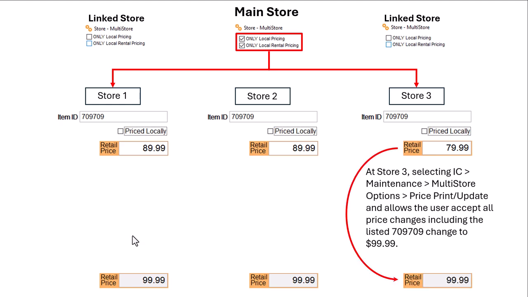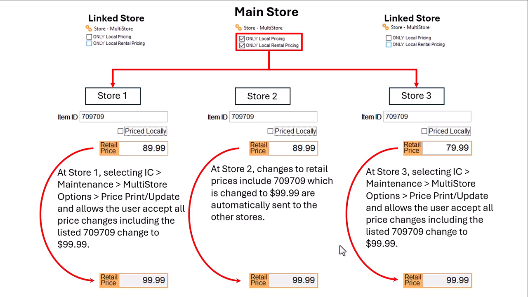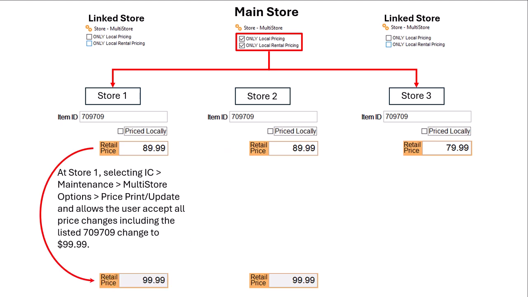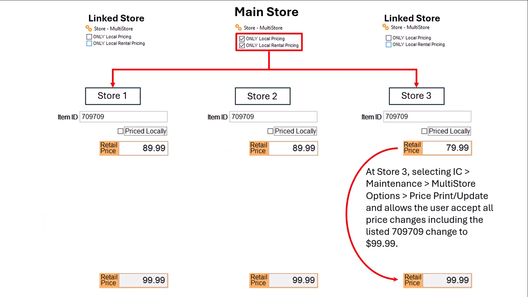Likewise, store 3 is also a recipient of those price updates. And all they do is select IC, maintenance, multi-store options, price print and update, which then updates their price to the current price. Now, some may ask, is this just for e-catalog items? No, this applies also to your lumber products, etc. So if you were back here changing that lumber price, you would effectively get the price update at either store, by the same method. So let's go look at this in a live version.